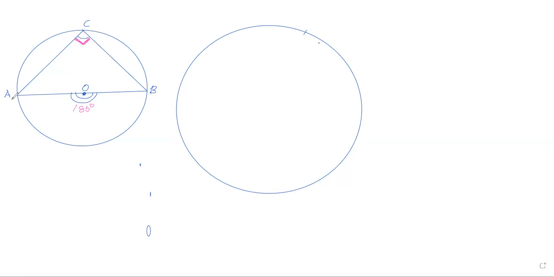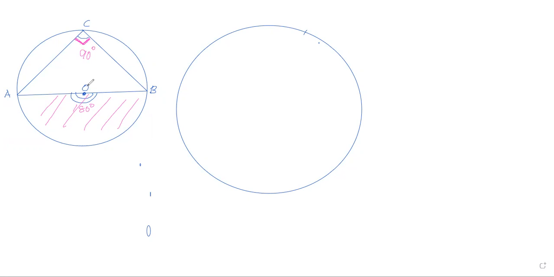Because AO is a diameter, it's cutting the circle into two equal halves, two segments, semicircles. This is half a circle, and above AO is another half a circle. So we say an angle in the semicircle is 90 degrees. The angle at the center of a circle is twice the angle at the circumference. So this angle here subtended by the diameter is a right angle. That's 90 degrees here.